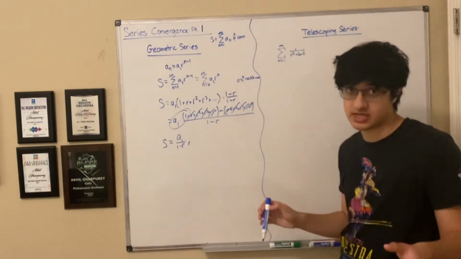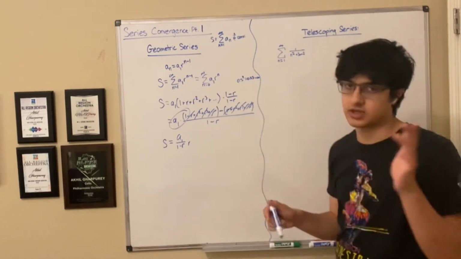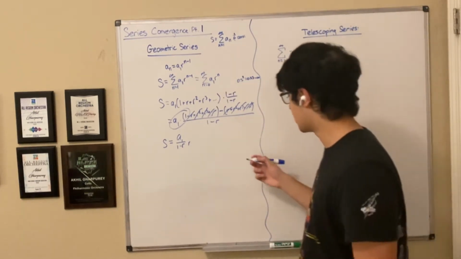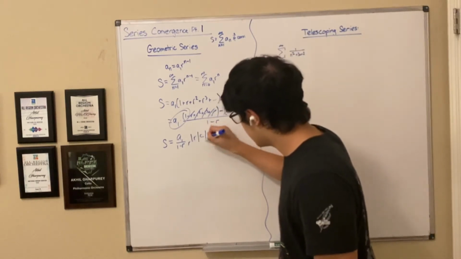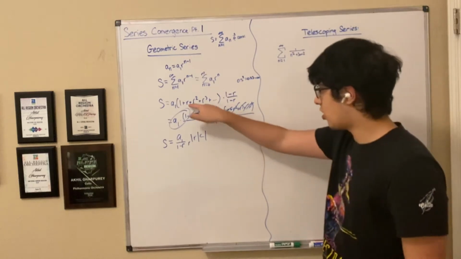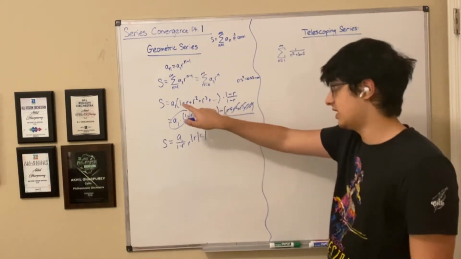There's no counterexamples to that rule because we're focusing on the absolute value of r being less than 1. So in order for this series to converge, r must be less than 1 in absolute value.